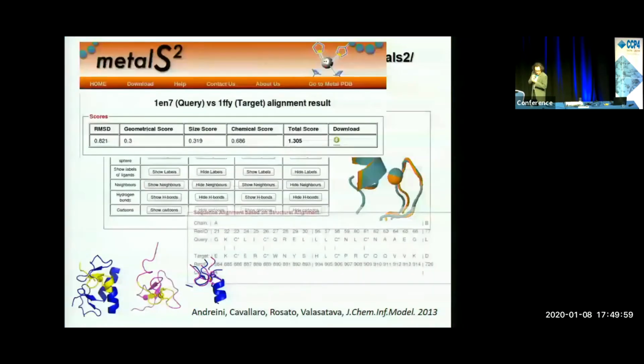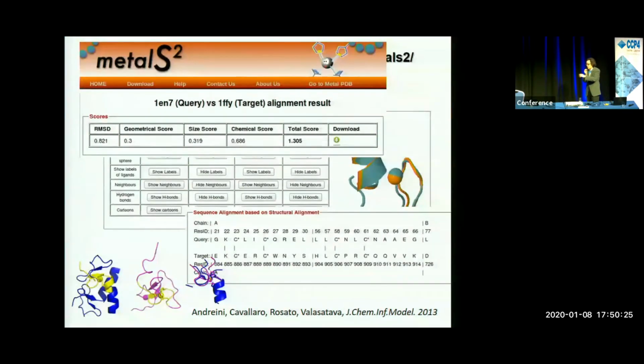Okay, so that's about the contents of the database, and then we try to come up with some tools that would make it more useful for the communities. And one is this MetalS2 that stands for metal site superposition. And it's a way to superimpose the structure of two metal sites without looking at the fold.